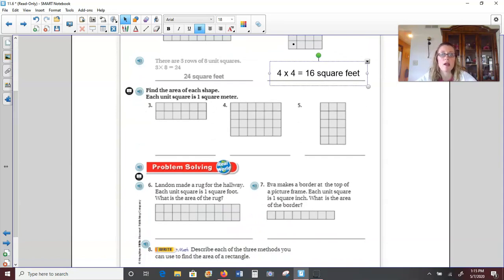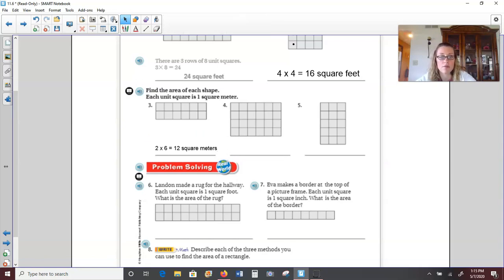Number 3, find the area. Each square is now a square meter. So we've got 2 rows times how many in each row? 2 times 6. And what is 2 times 6, Miss Brooklyn? No, it is not 14. I'm just kidding. 12. And our label is square meters. This time, square meters.